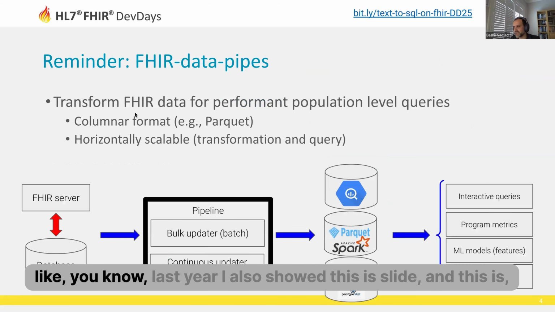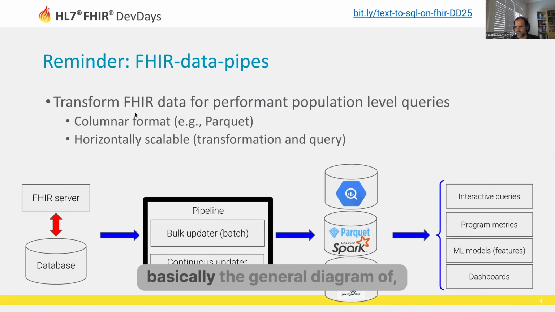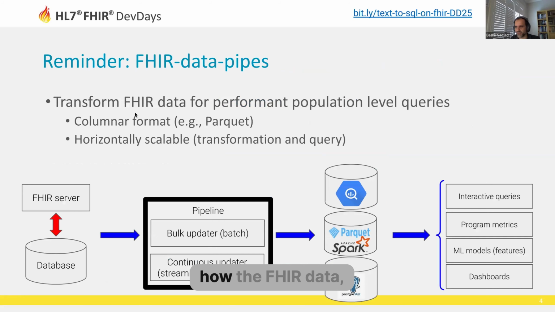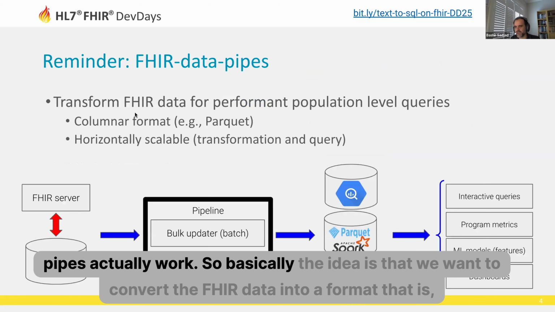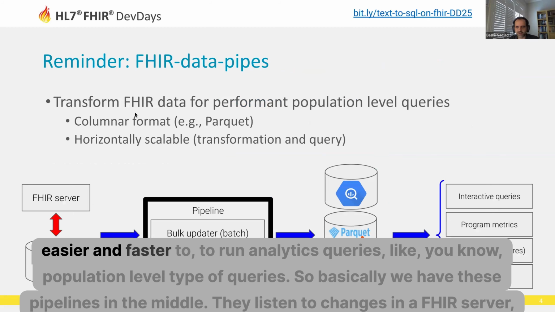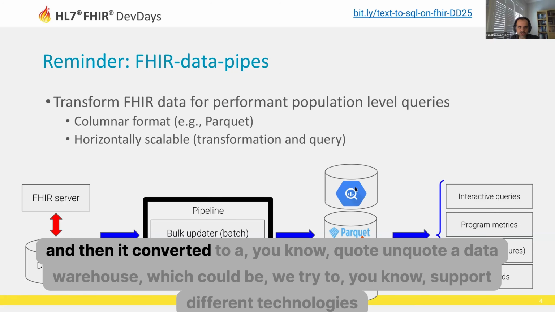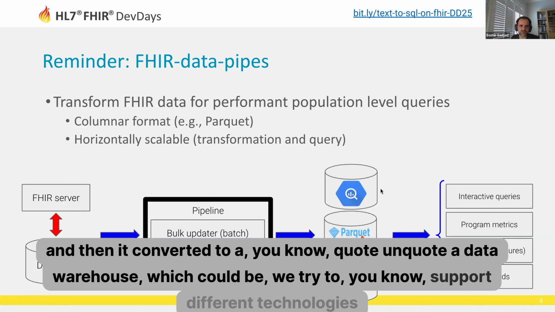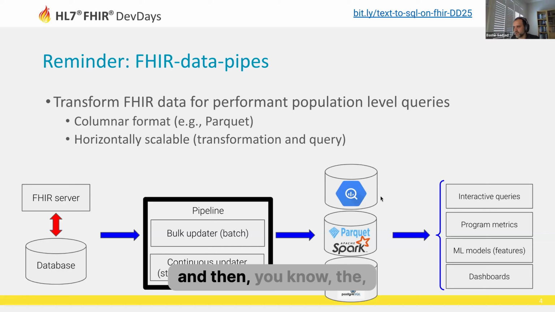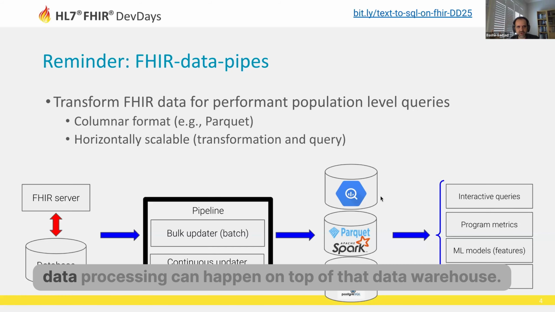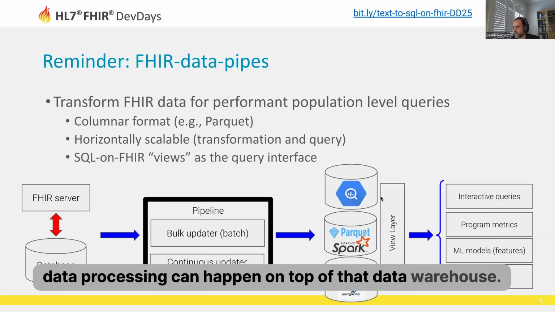Like last year, I also showed this slide, which is basically the general diagram of how the FHIR data pipes work. The idea is that we want to convert the FHIR data into a format that is easier and faster for running analytics queries, like population level queries. We have these pipelines in the middle. They listen to changes in a FHIR server, and then convert them to a, quote unquote, data warehouse, where we try to support different technologies. Then the downstream data processing can happen on top of that data warehouse.